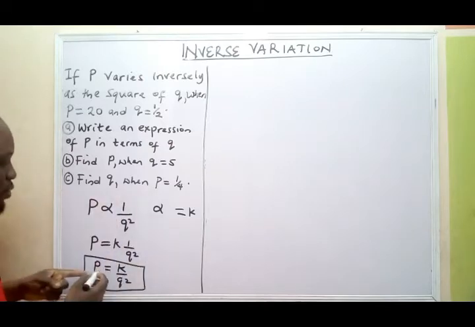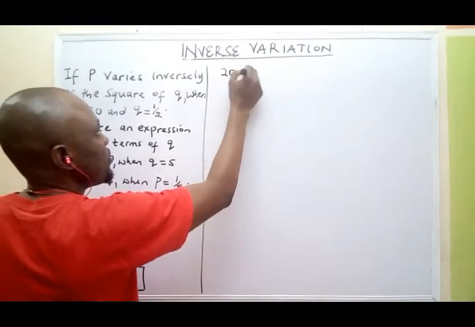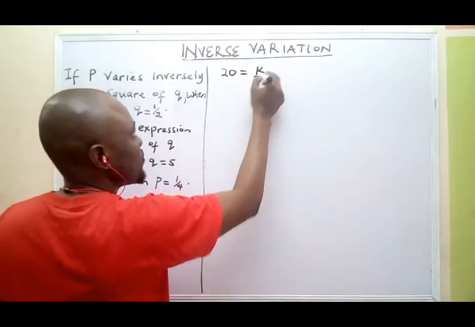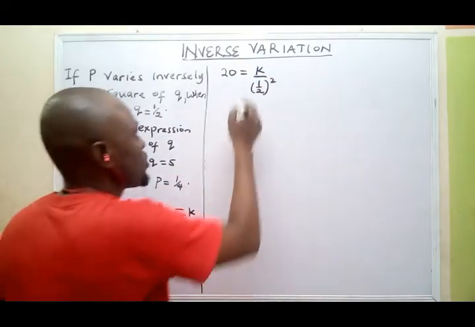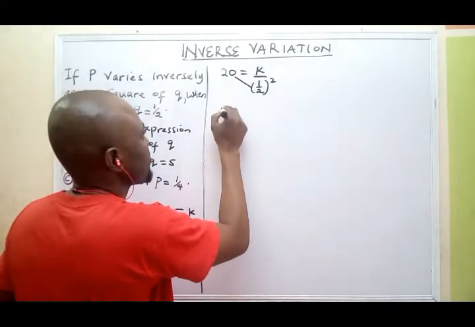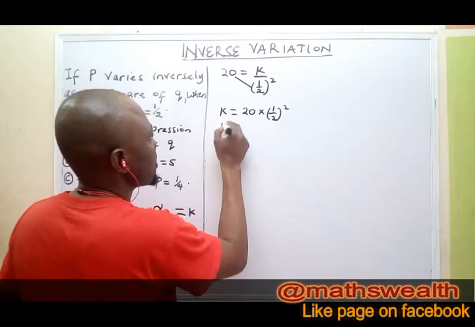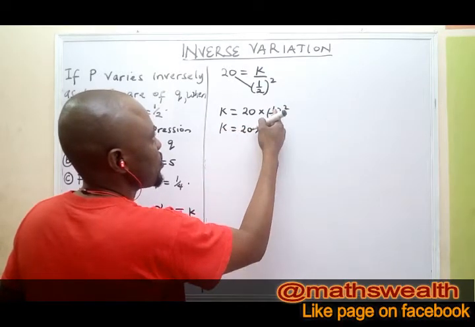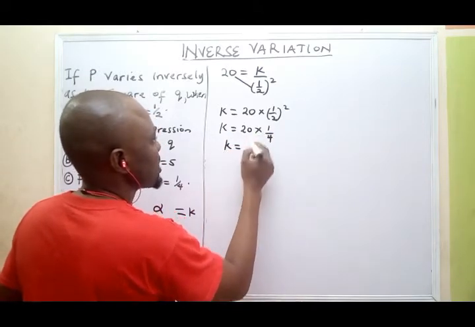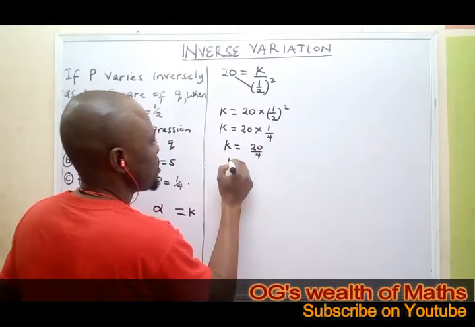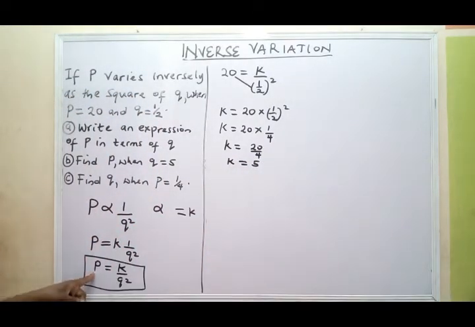So now I'm going to plug in 20 for p, and then k over q, which is 1/2, all squared. So what I'm going to do is to cross multiply. So k will be 20 times 1/2 all squared. So k will be 20 times 1 squared is 1, 2 squared is 4. So k is 20 times 1 is 20 divided by 4. So k is 5.